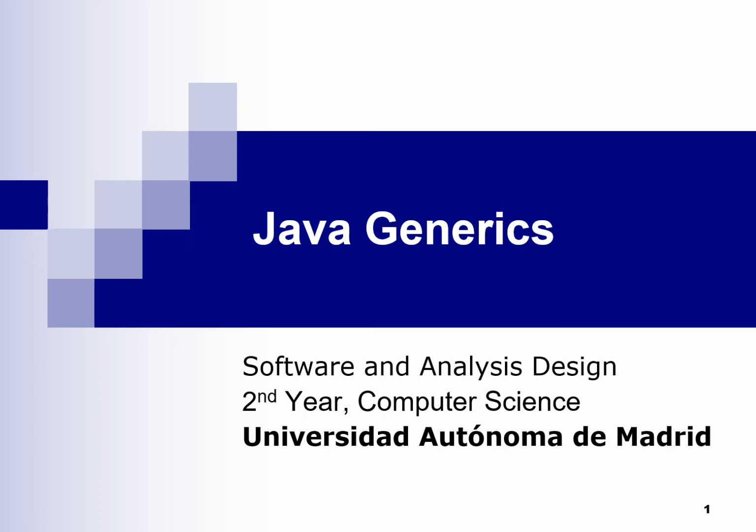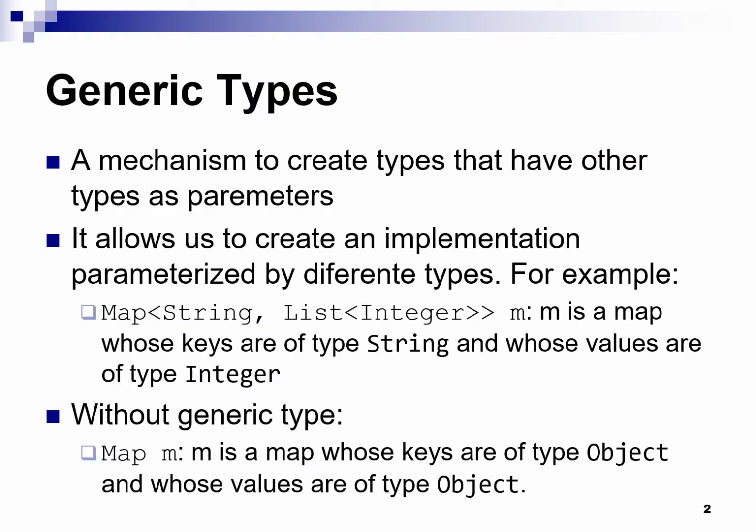In this presentation, we will introduce Java generics. A generic type is a type that has other types as parameters. It is widely used, for example, in collections, as you have seen in the previous video. For example, we can define a map whose key is a string and whose value is a list of integers.